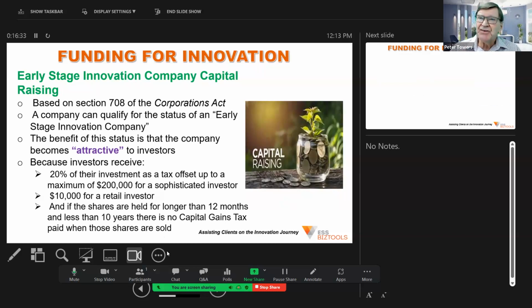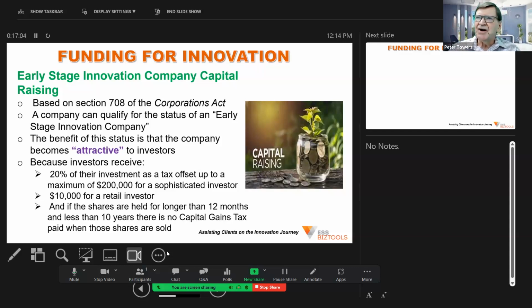Now, there is a process. There are 3 tests of which the company has to be able to pass 2. The first test relates to the age of the company. The first group of companies that will be approved are under 3 years of age. There is some provision for companies up to 6 years of age to be accepted, and that's fully summarised in our material.